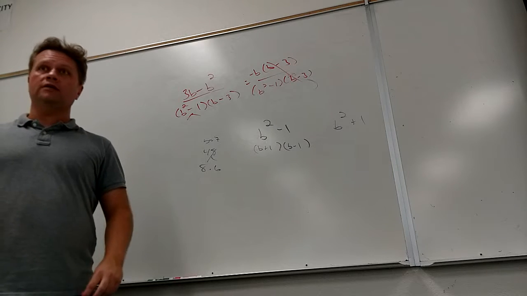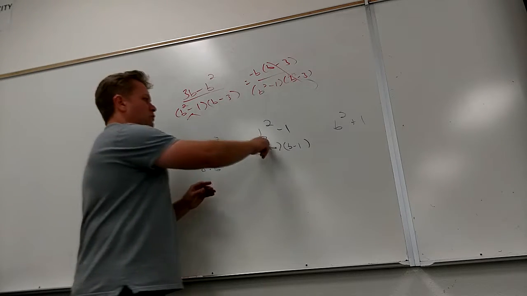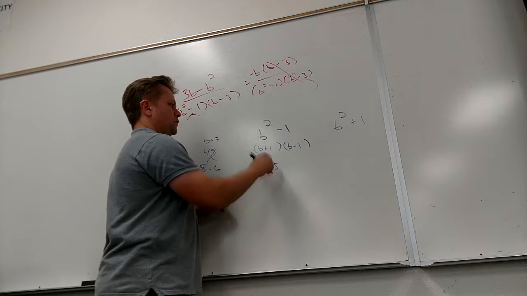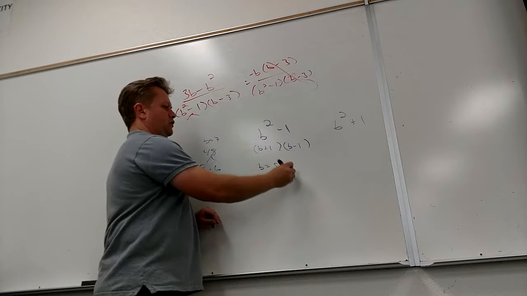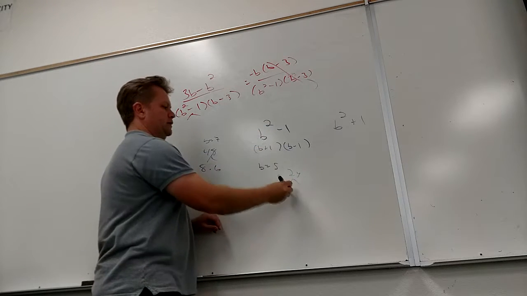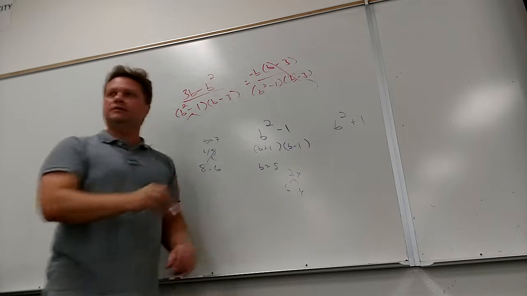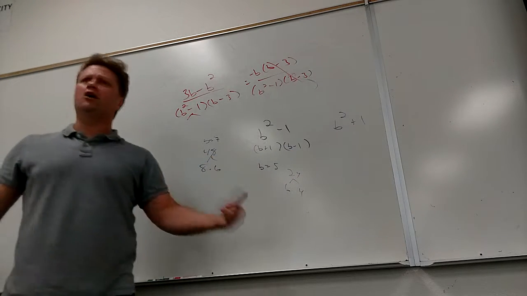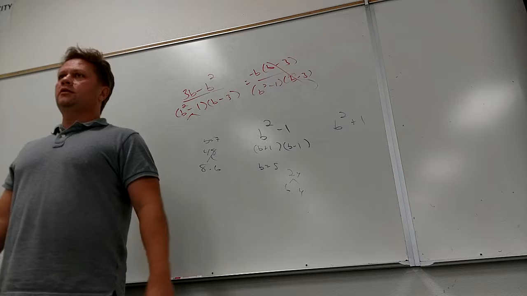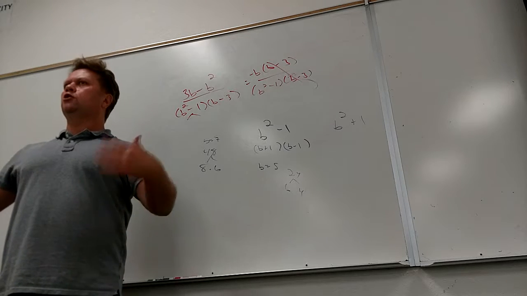And that's neat. I really hope you guys... What about if b was 5? What's this? 25 minus 1 is 24. How do I factor 24? 5 plus 1 is 6. 5 minus 1 is 4. Do you see that? Is that going to help you factor numbers? No. It's just showing you what you're really doing.